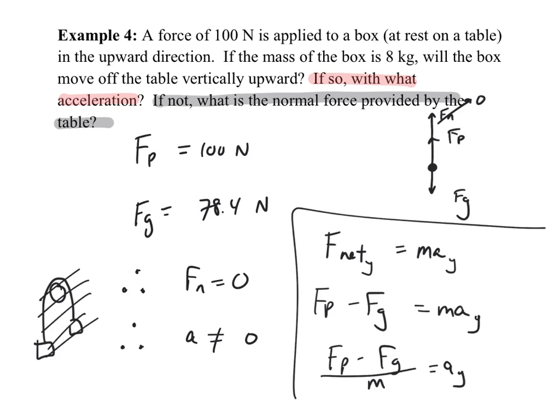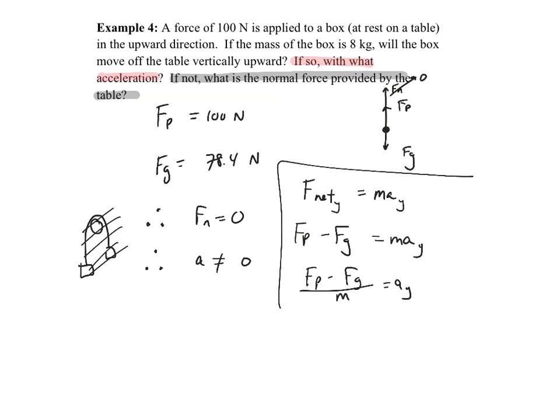What does A become as an answer for this? What does A become? Jack, go ahead. 2.7. Good. Thank you, Jack. 2.7 meters per second squared.